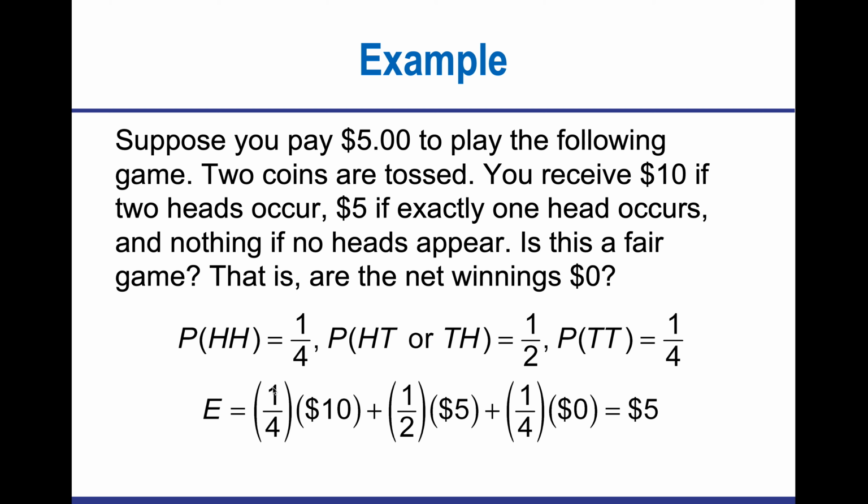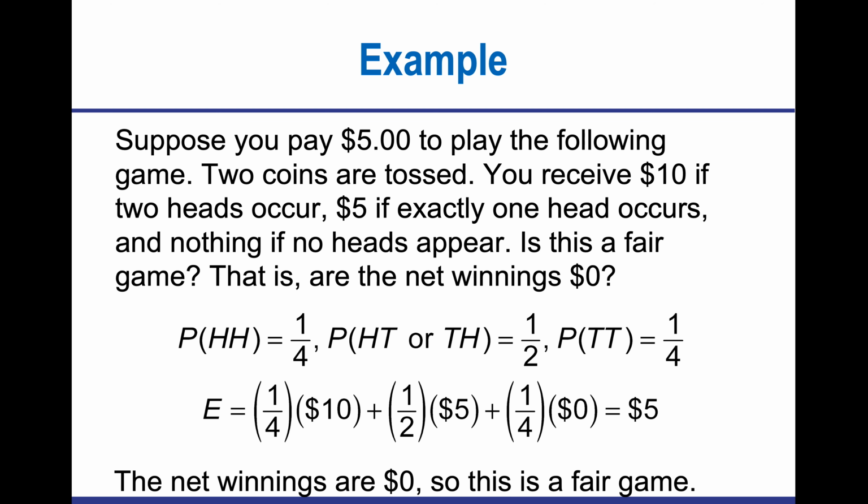My expected value will be to take that probability and multiply it by each possible winning amount. So if I get two heads, I get $10. If I get one heads, I get $5. So I take the probability of one head times $5. If I get no heads, that's going to be 0. So if I get my expected value out here, I get $5 as my expected value. So I pay in $5 to play the game. My expected winning is $5. 5 minus 5 is 0. So this is a fair game.